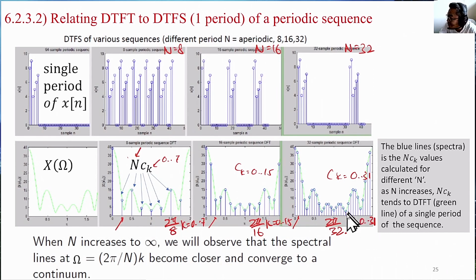So basically, by having more and more samples, we are dividing 0 to 2π more and more finely, and we are finding the c_k's lines. And as the number of samples goes to infinity, you realize that the lines will merge into this smooth function over here. So this is the relationship between DTFT and DTFS of a single period. So the DTFT reveals a smooth spectrum of N c_k's. That's it all. Thank you.